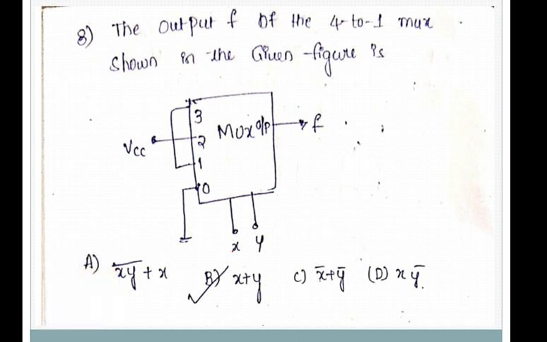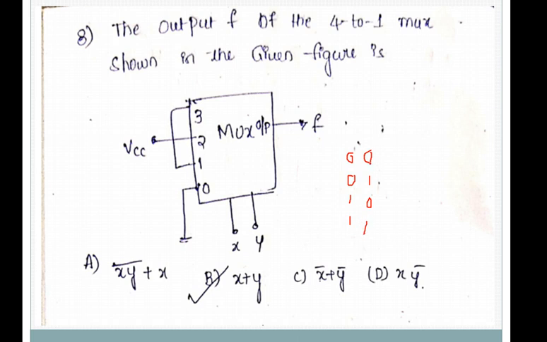For an 8 to 1 multiplexer, we have 3 selecting lines. Depending on the number of inputs, the selecting lines will change. Here it is a 4 to 1 mux, so the selecting lines can choose 4 combinations. The first combination is 0 0, the second combination is 0 1, the third combination is 1 0, and the fourth combination is 1 1.